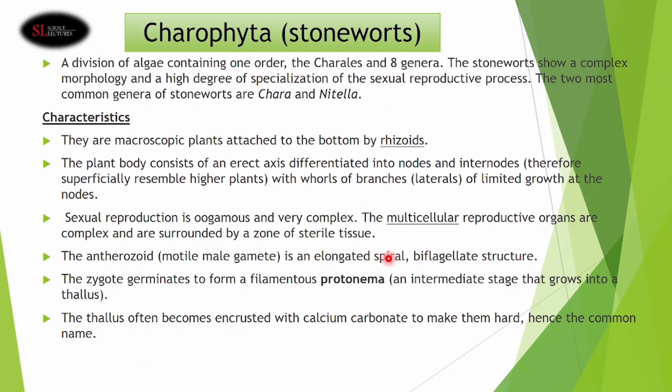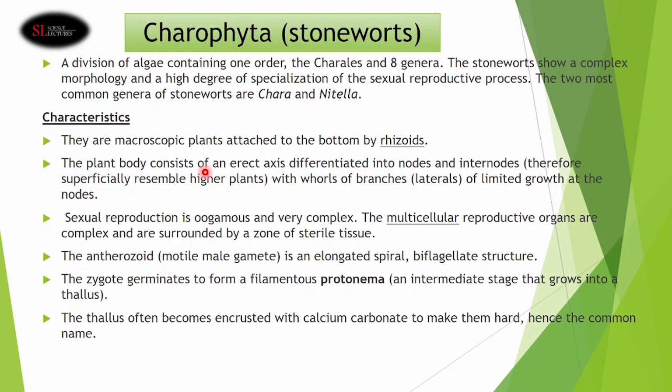Okay, so another group of algae is Charophyta, also known as the stoneworts, and it has only one order, which is Charales, and this Charales is divided into 8 genera, and the most common genera are Chara and Nitella. What are some of the characteristics? Number one, they are macroscopic. They are easily seen with our naked eyes. They look like plants attached to the bottom by rhizoids.